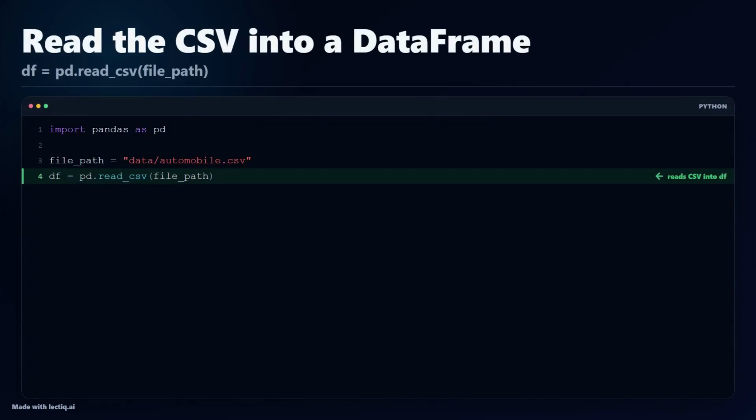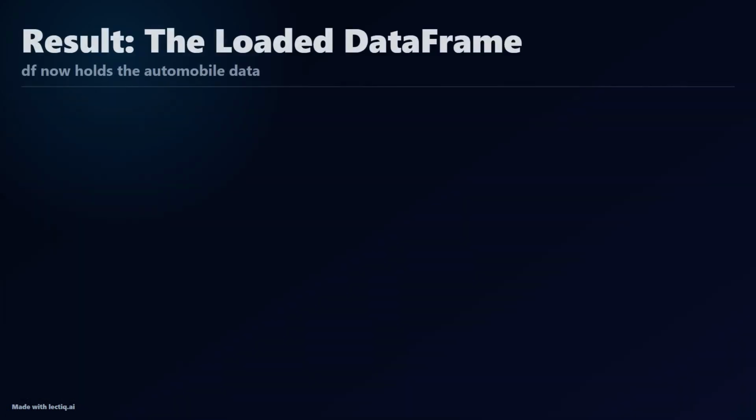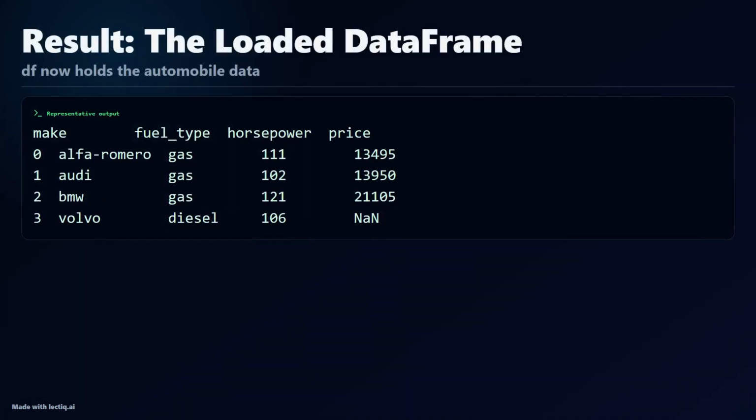Now we call pd.read_csv, passing in file path, and store the result in a variable named df. read_csv is the pandas method that reads comma-separated data. File path tells it where to find that data, and df is the data frame that receives the result. This is what df looks like right after loading: a table with make, fuel type, horsepower, and price as columns, and one row per automobile from the CSV.